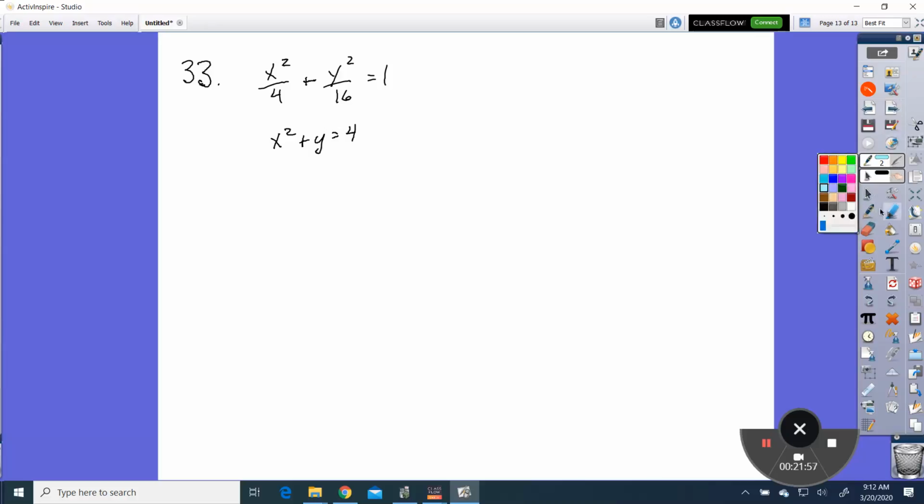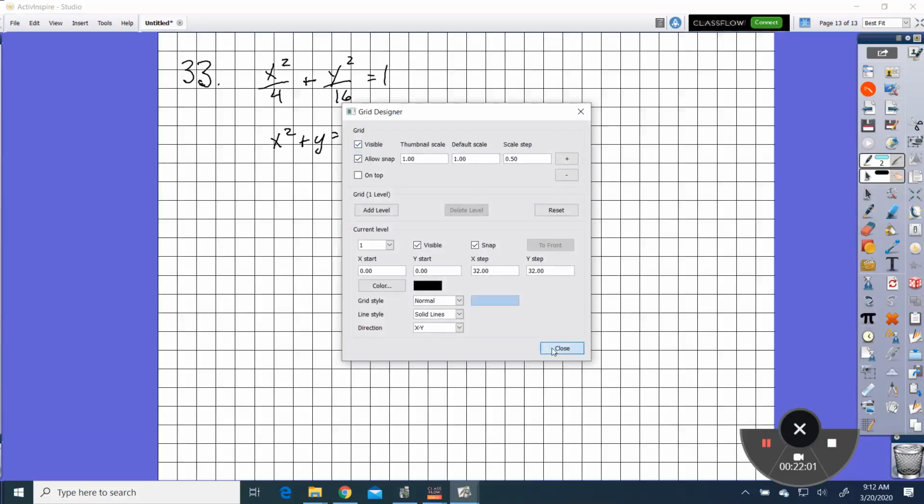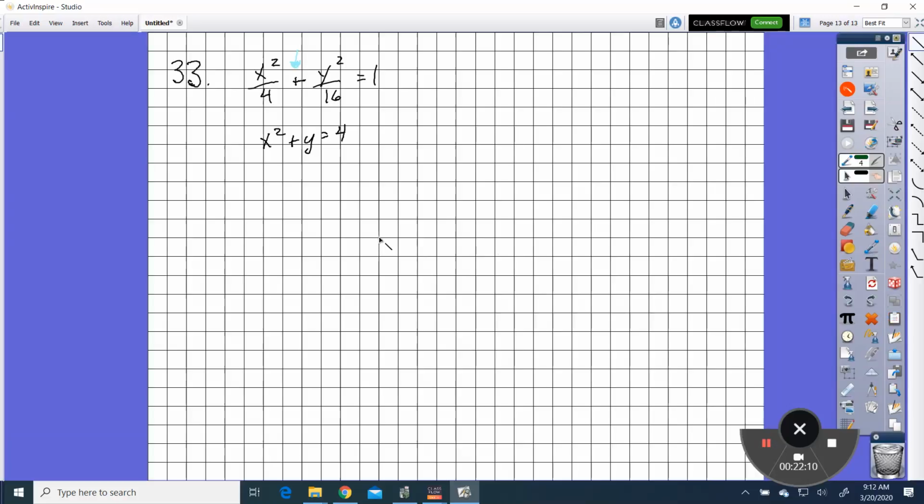33. I wanted to show you this one graphically first. So remember what I said about if it's a plus between these? Well, that means that it is an ellipse. Okay?